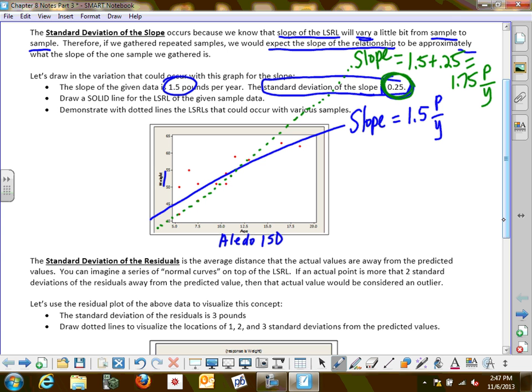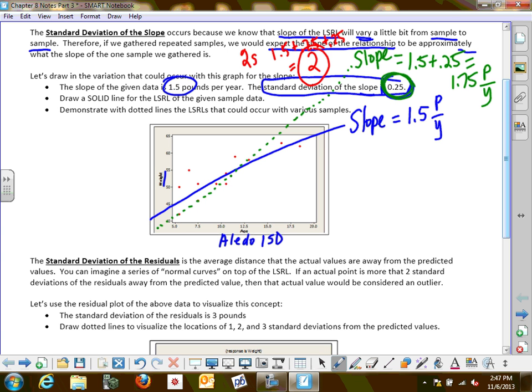We know outside of 2 standard deviations it's going to be outlier stuff, right? So what would be the slope of 2 standard deviations up? It would be 2. Very good. So 1.5 plus 2 standard deviations gives me a slope of 2. That would be the most extreme slope that I would expect to happen in any of our samples.